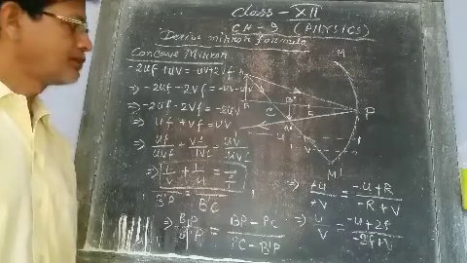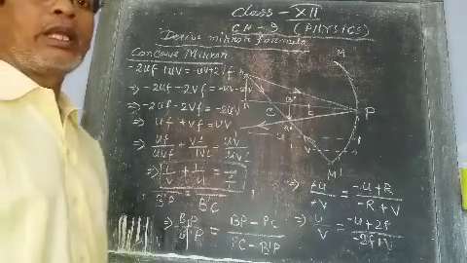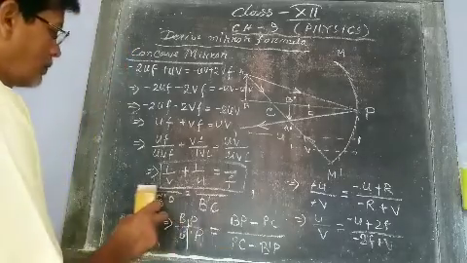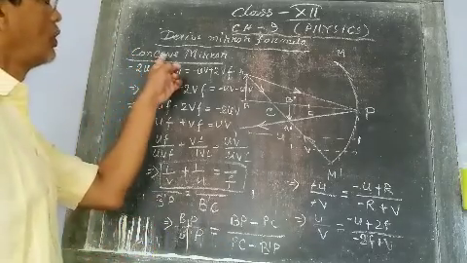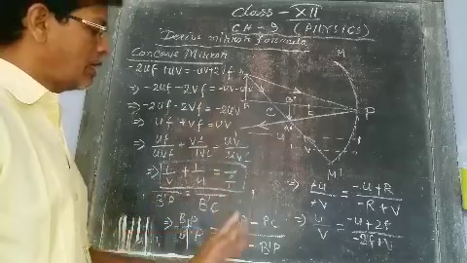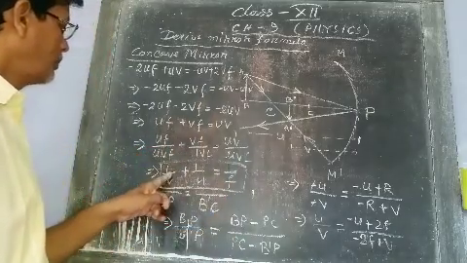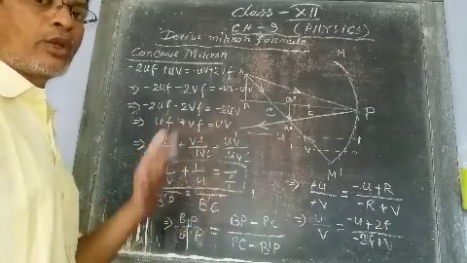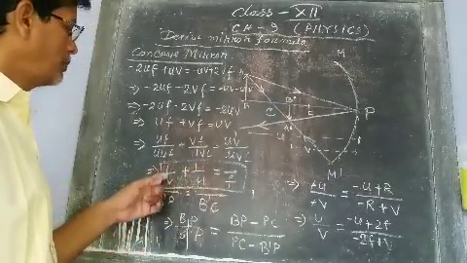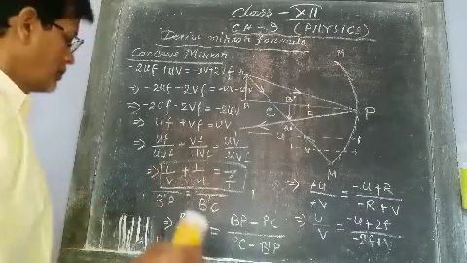Okay. Now linear magnification. In case of convex mirror, the same relation you will get, 1 by V plus 1 by U equal to 1 by F. Concave, convex, same formula, 1 by V plus 1 by U equal to 1 by F.